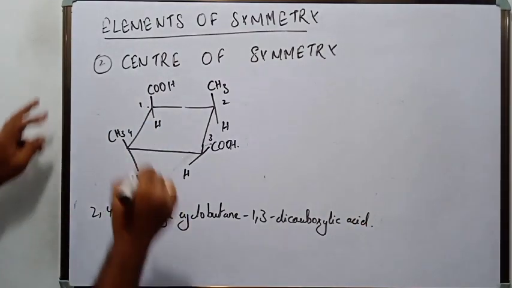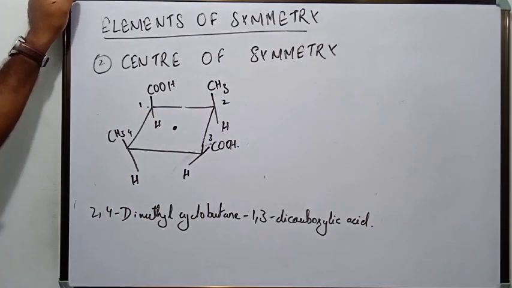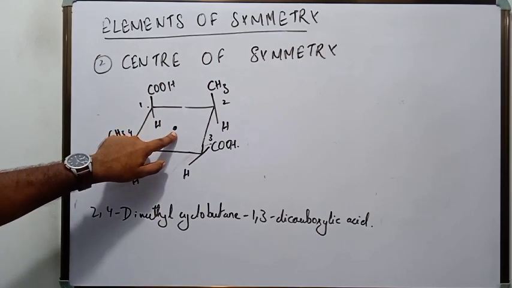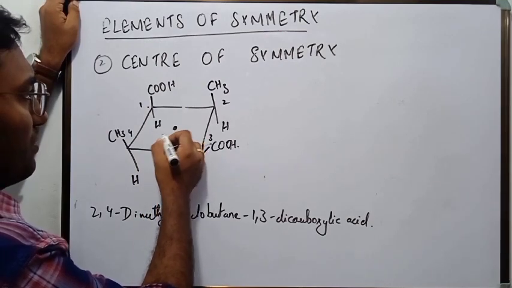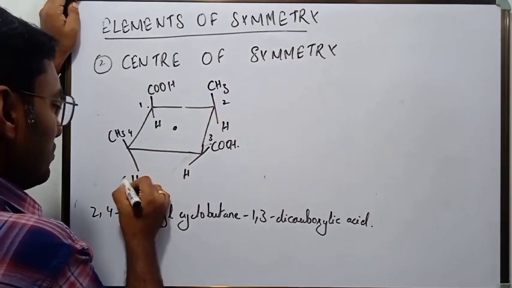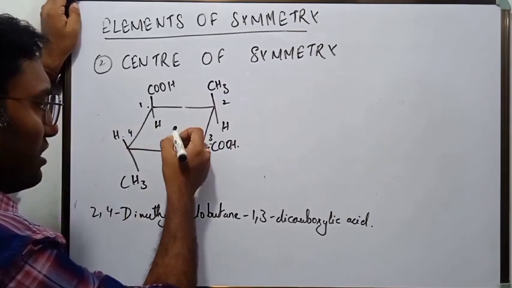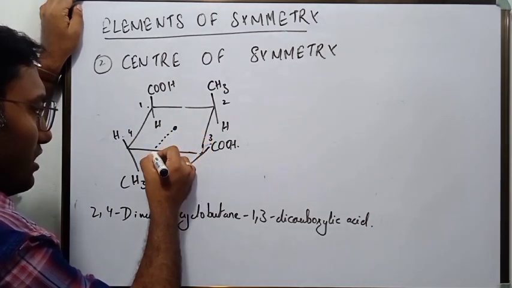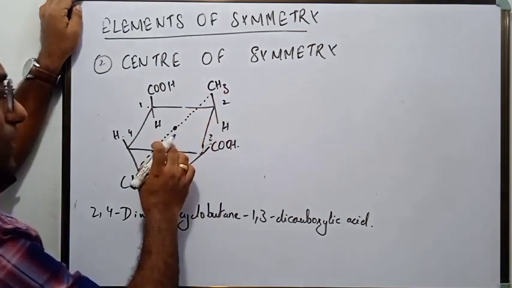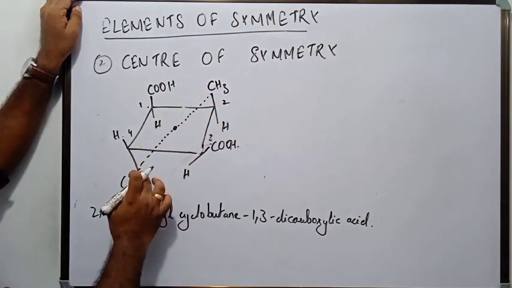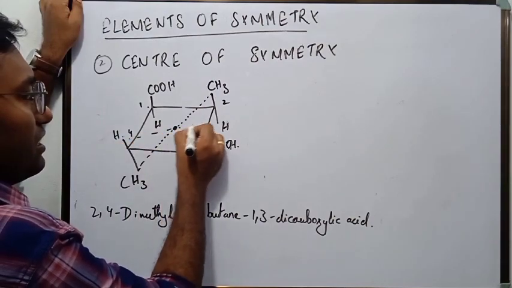What is center of symmetry? Center of symmetry is an imaginary point in the center of the molecule from which, if lines are drawn on opposite ends at equal distances, those lines would meet similar groups. Here it is CH3 and here it is H. Let me repeat.